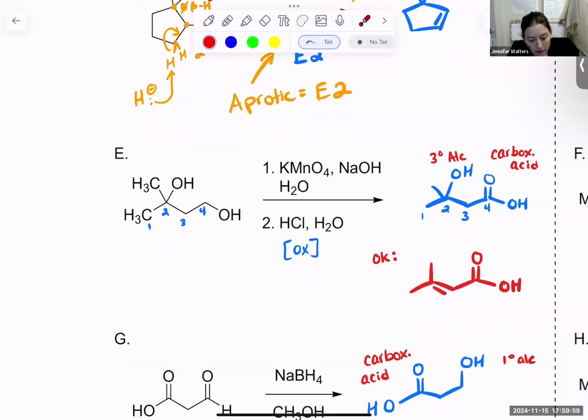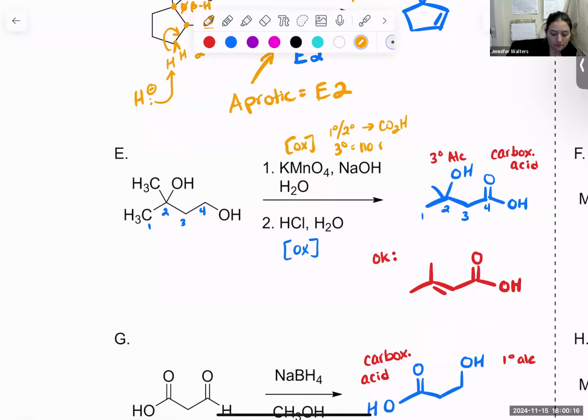E. So for this one, I was hoping you were seeing that potassium permanganate, that's a strong oxidant. That's our strongest oxidant. It turns our primary and secondary alcohols into carboxylic acids. And tertiary alcohol equals no reaction. So what I was hoping you would see is that we needed to oxidize this primary alcohol up to a carboxylic acid, and that tertiary alcohol would remain the same.